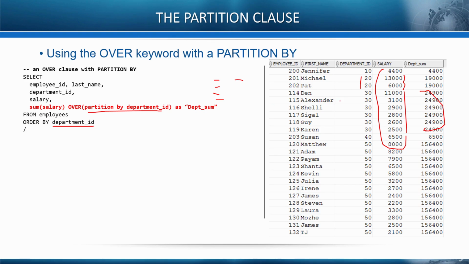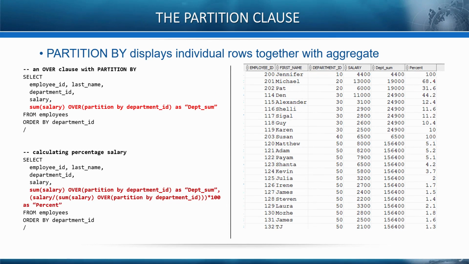But in this case, because we're using the analytic function, we are able to display the sum for each department against an individual employee's salary. This also makes our life much easier in that because we are able to display this sum for the department and the individual salary for that employee, we are also then able to calculate the percentage of each individual employee salary relative to the department total.